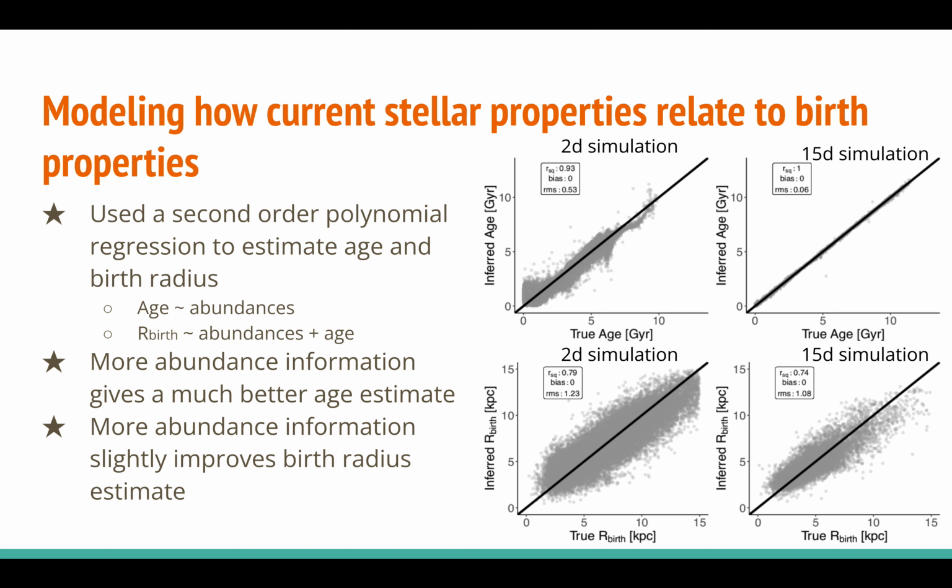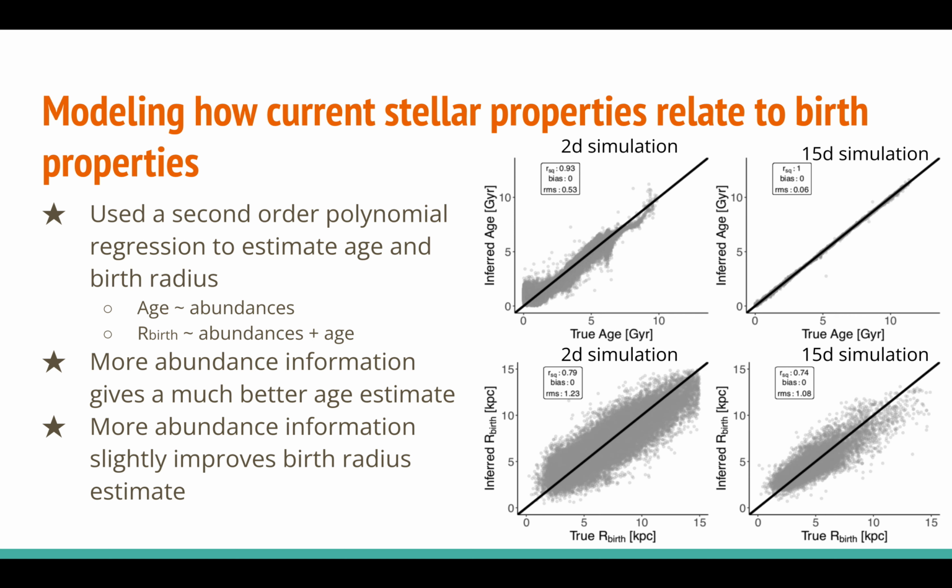And you might be thinking, well, okay, 1 kiloparsec's great, but what if I had done some model fitting, model selection, and picked something more complex? I don't think, for these simulations, that R-birth can be more precisely estimated from abundances and age alone.